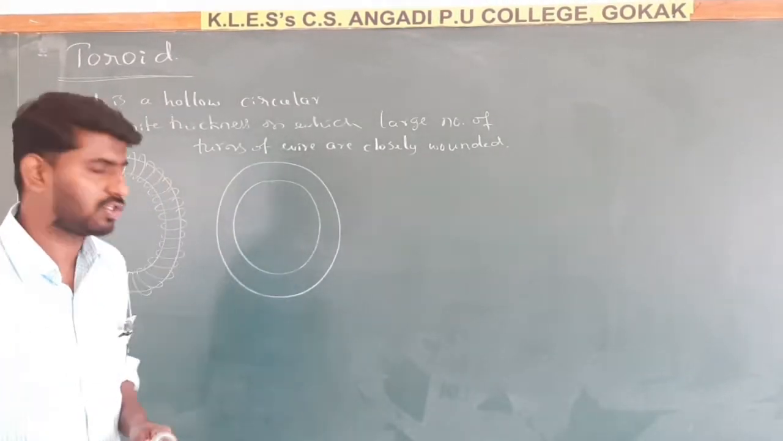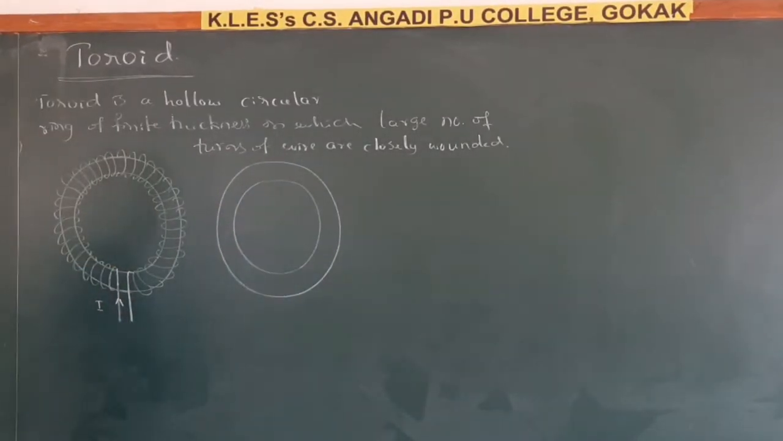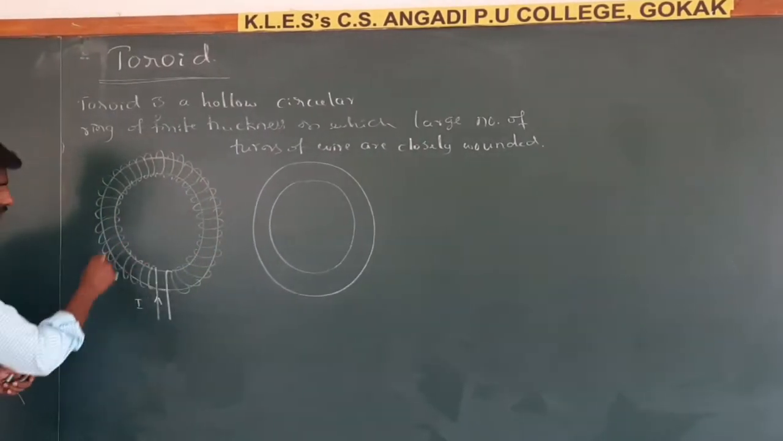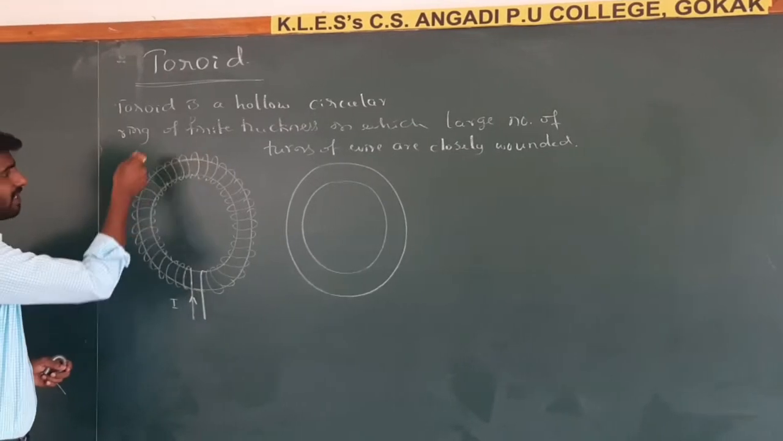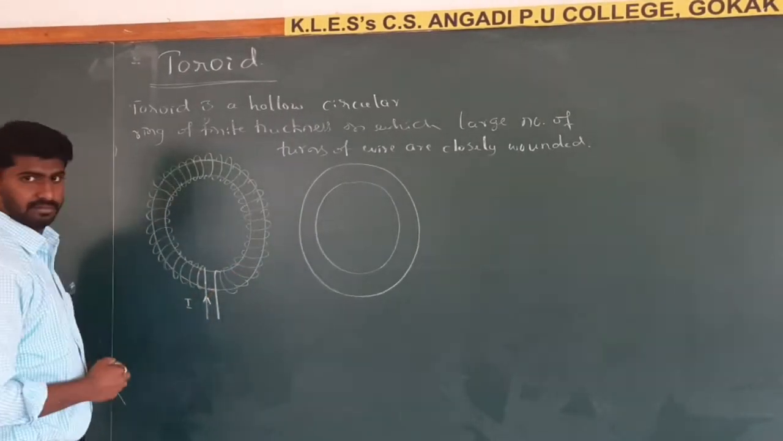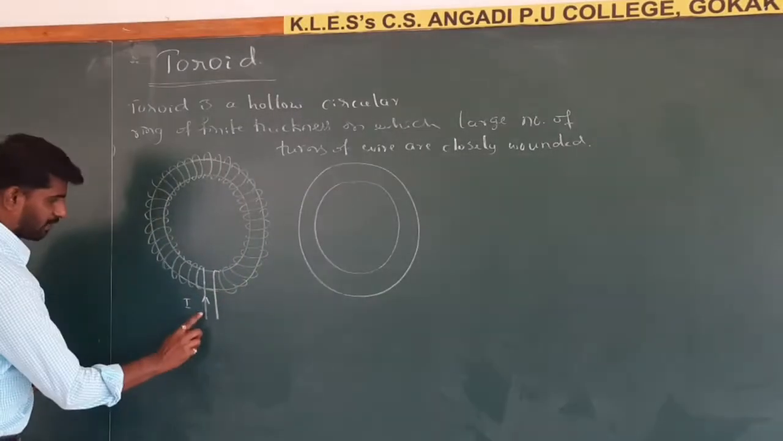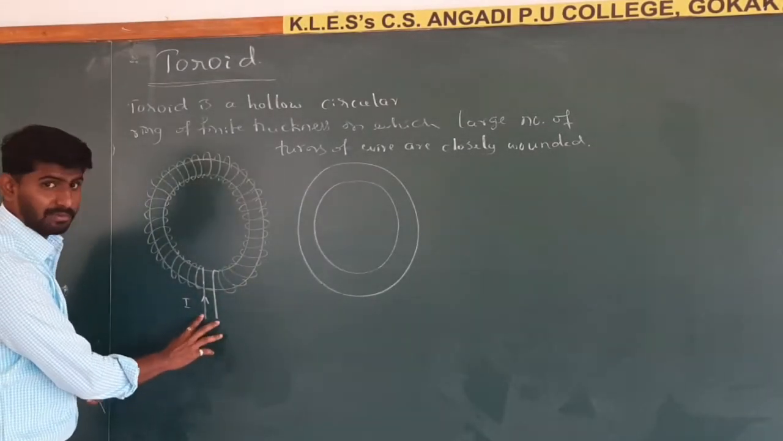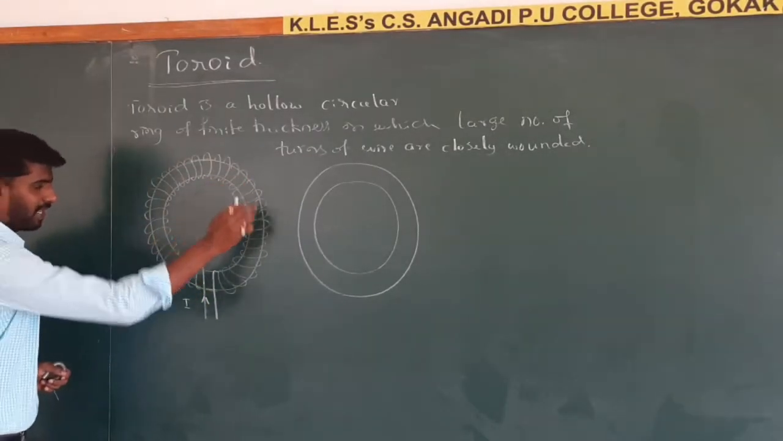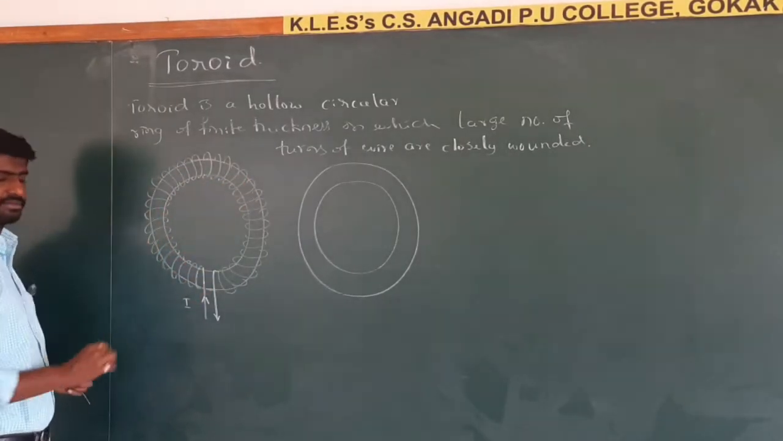So this is called a toroid. See this diagram. It is a hollow circular ring on which a large number of turns of wire are wound. This is one terminal of the wire and this is the other terminal. The current enters like this and finally comes out.